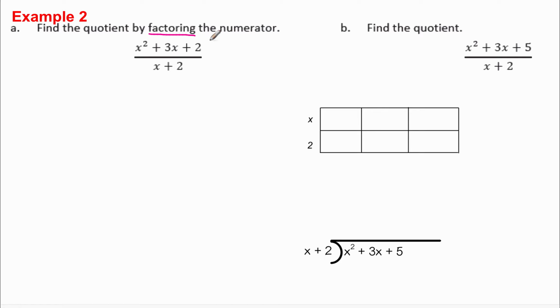So in example 2 here, it tells you, find the quotient by factoring. So I can look at this and say, oh, this is a trinomial, and it factors very quickly.